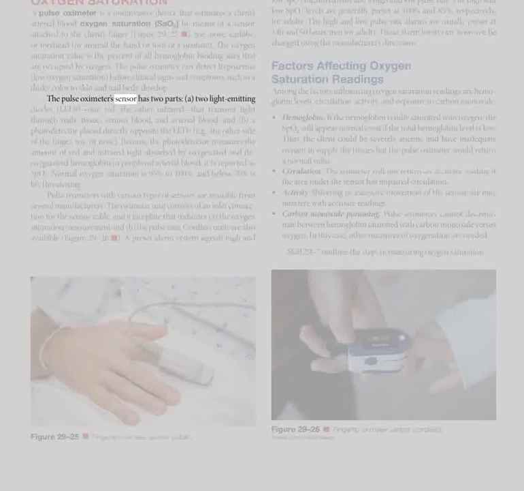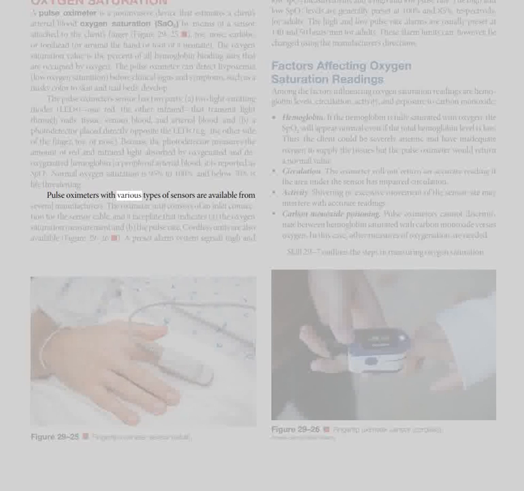The pulse oximeter's sensor has two parts: A, two light-emitting diodes, LEDs, one red, the other infrared, that transmit light through nails, tissue, venous blood, and arterial blood, and B, a photodetector placed directly opposite the LEDs, for example, on the other side of the finger, toe, or nose. Because the photodetector measures the amount of red and infrared light absorbed by oxygenated and deoxygenated hemoglobin in peripheral arterial blood, it is reported as SpO2. Normal oxygen saturation is 95% to 100%, and below 70% is life-threatening.